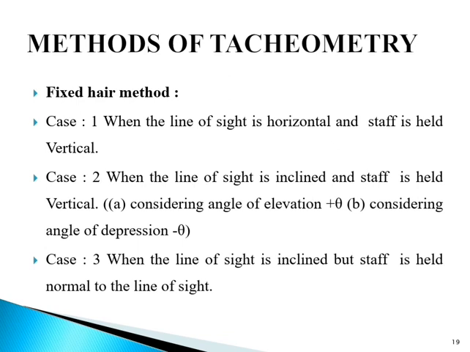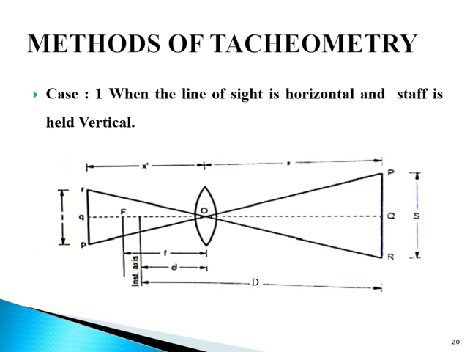There are mainly three cases in this method. Case 1: when the line of sight is horizontal and the staff is held vertical. Case 2: when the line of sight is inclined and the staff is held vertical. There will be two conditions there: first, considering the angle of elevation, say plus theta, and second, considering the angle of depression, say minus theta. Case 3 is when the line of sight is inclined but the staff is held normal to the line of sight. Let's see case 1 first.